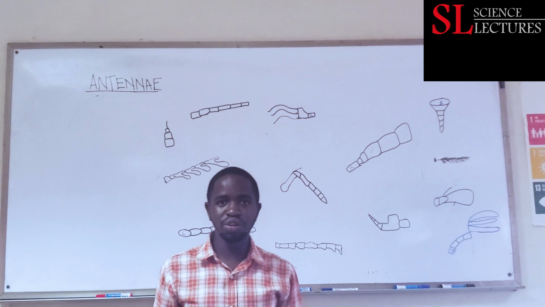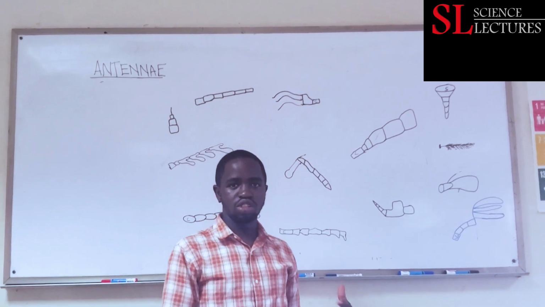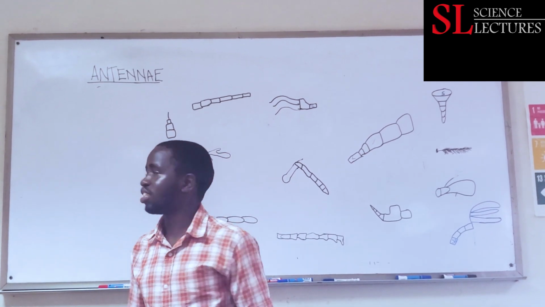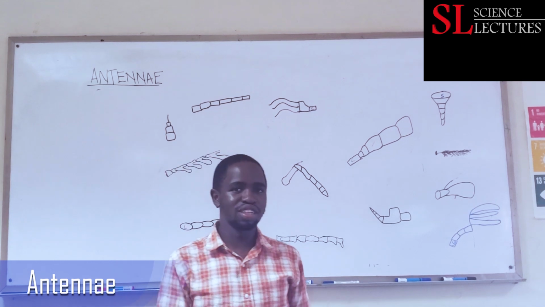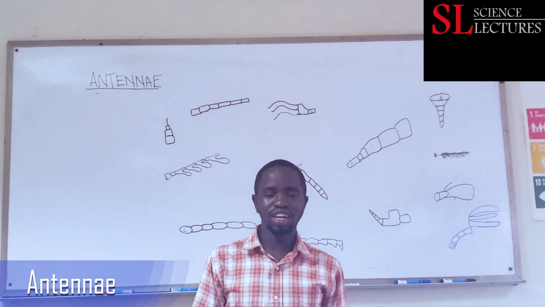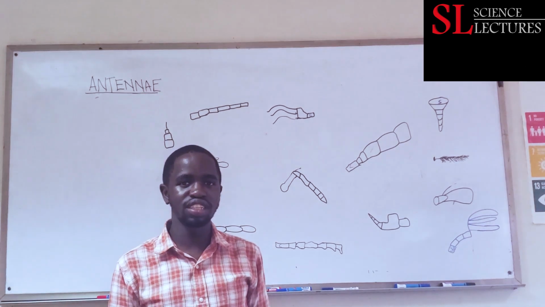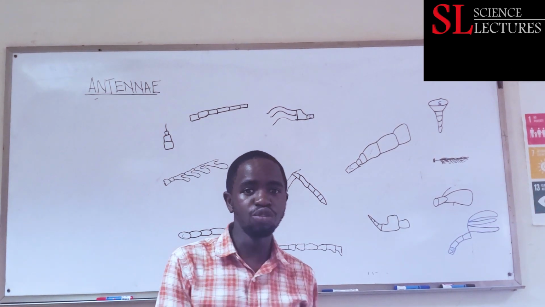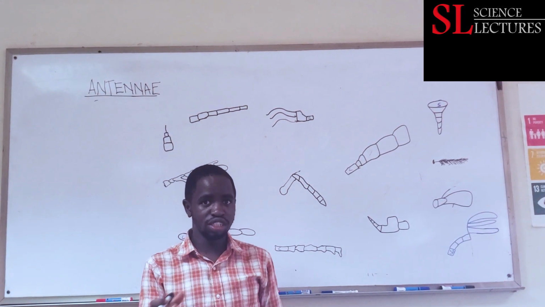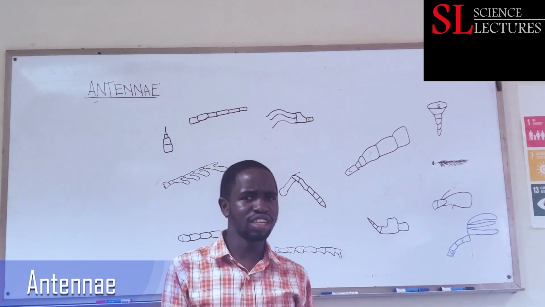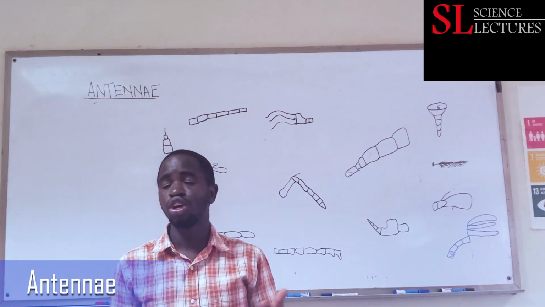So we are still continuing the structures on the head. Today we are going to look at the antennae. The antennae is also known as the nose of the insect. Why? It has various cells, especially at the tips, that are sensitive to various changes. It can smell food, it can sense food. That is why it is called the nose of the insect, and that's something that is analogous to your nose.